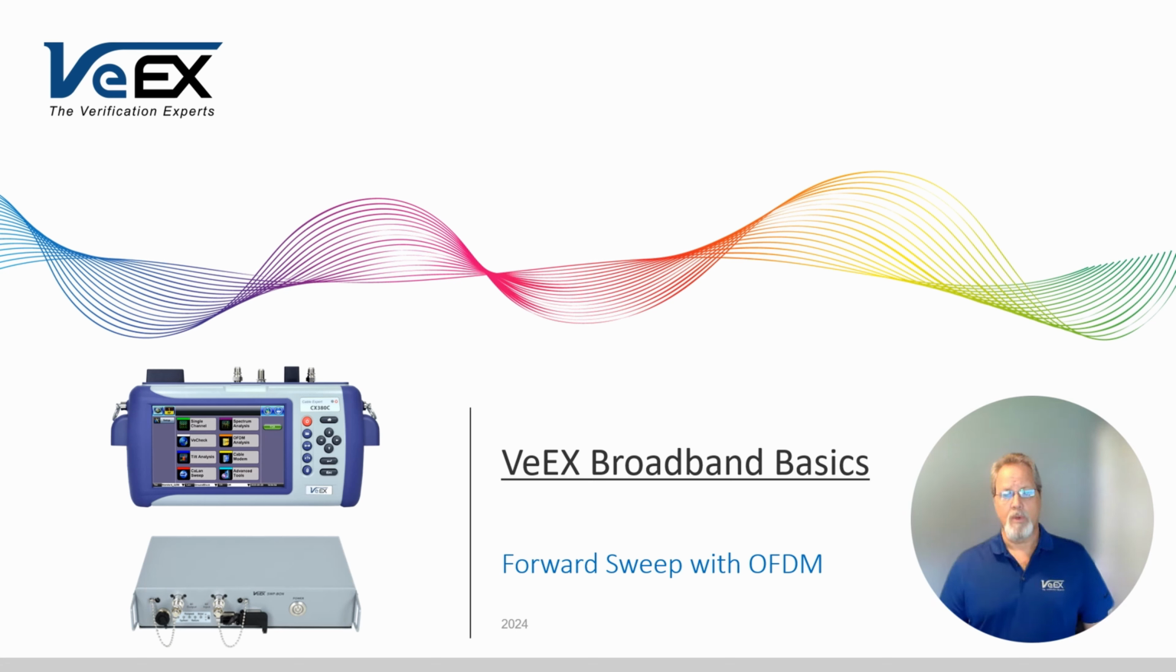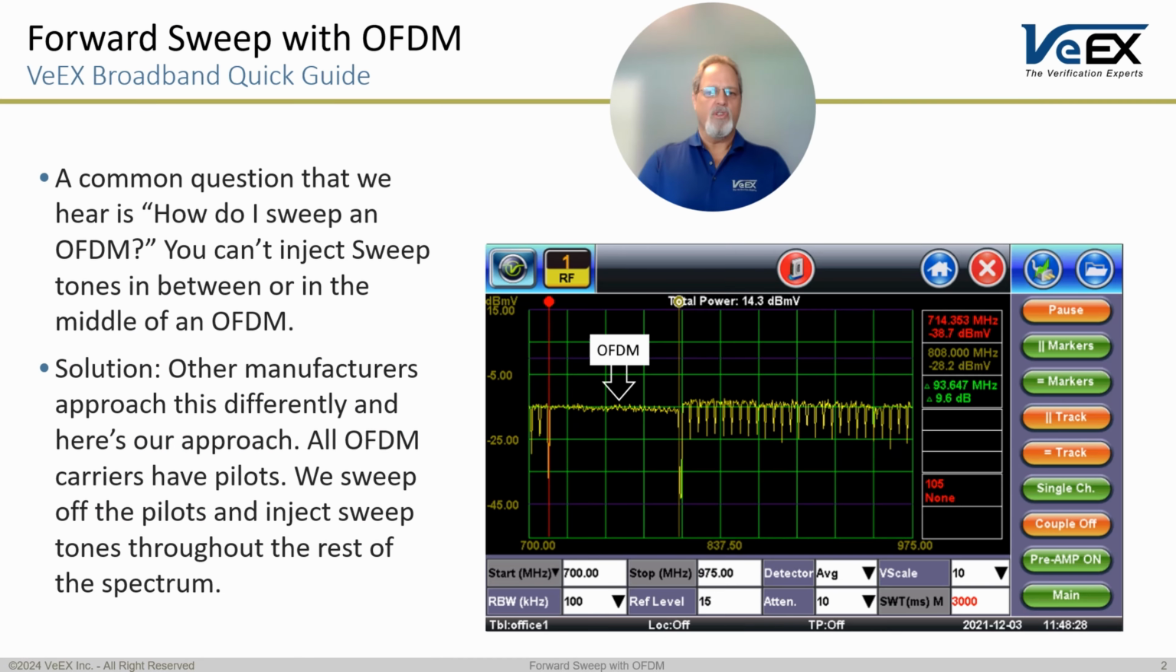It's challenging to sweep the forward plant when there are OFDM channels present because these channels have a very large bandwidth. And inserting traditional sweep tones into an OFDM channel is not feasible because this would cause harm to the channel. Since OFDM channels are now normal and are present in almost all CATV plant, a common question we hear is, how do I sweep an OFDM?